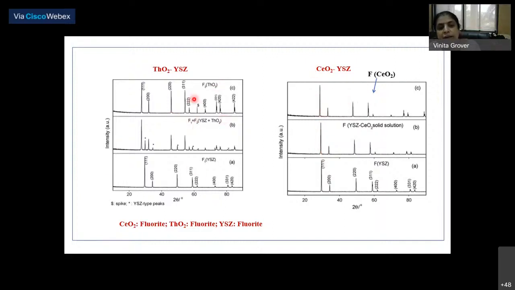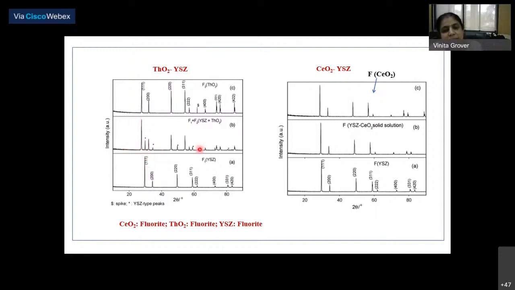However, the same thing when I look at this system, thoria gave me fluorite type, YSZ gave me fluorite type, but the intermediate composition showed me one set of peaks which are marked as stars, which are YSZ-like, and one set of peaks which is thoria-like. That means these two have not mixed up. Even though both of them are fluorite, this is because the size of thorium 4+ is much bigger than the size of the average cation in YSZ. So they don't really mix up with each other because the sizes are too different. Okay. So that is how we study.